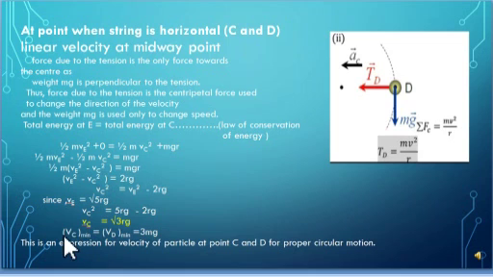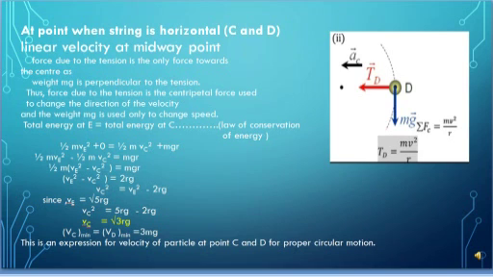Now since velocity at point C and velocity at point D is similar, I have written vc minimum is equal to vd minimum, that is equal to square root of 3rg. Now this is also an important equation. This equation gives us the velocity of a particle at point C and at point D for proper circular motion. So we have studied 4 cases, 4 points. At those 4 points, we have found out the velocity. So we have completed case 1, that is mass tied to a string.